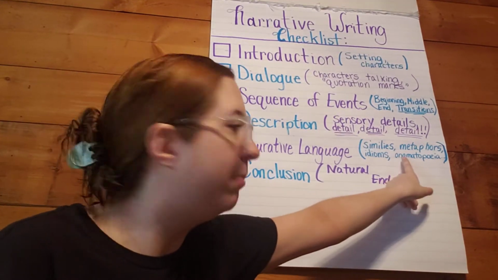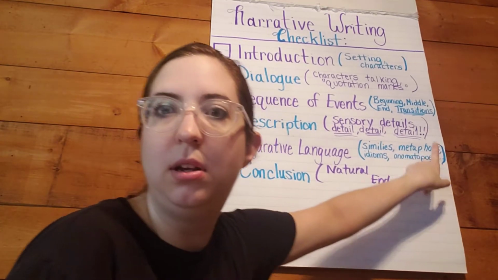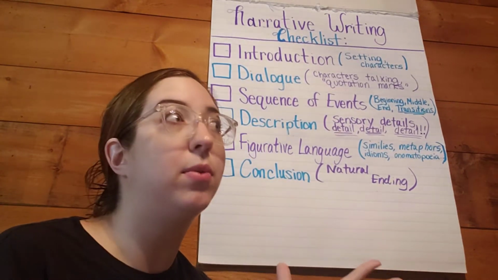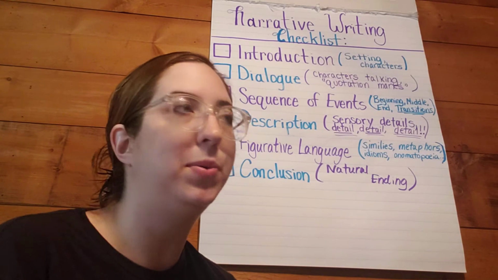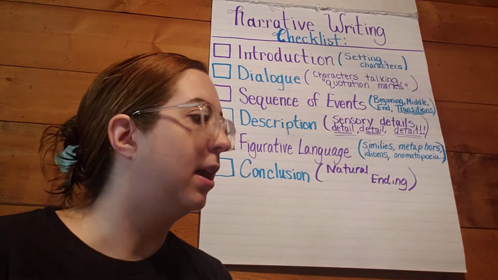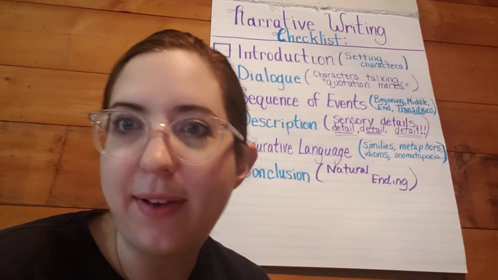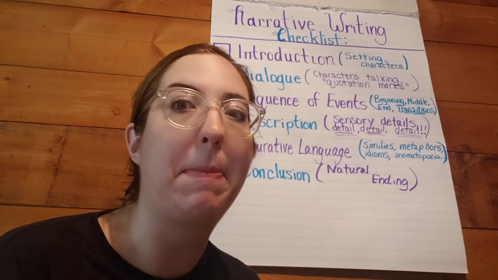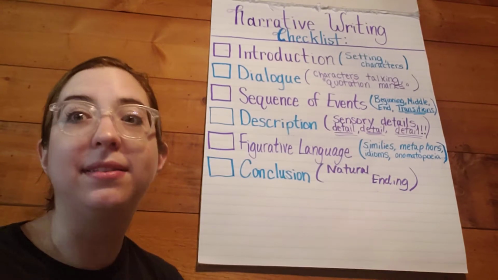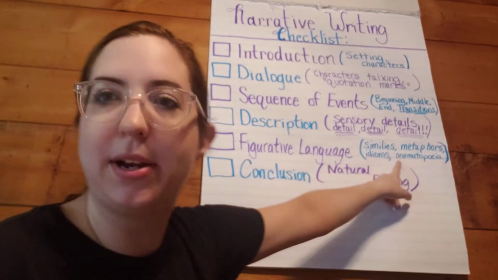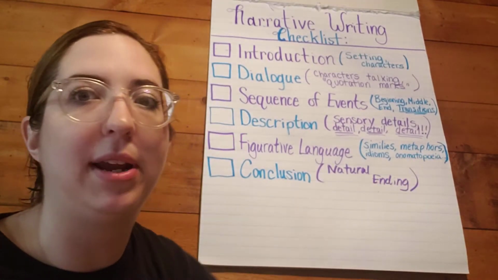Or maybe onomatopoeia. Onomatopoeia is when you include a sound in your writing. So maybe you have a bell that rings in your story, so you write ring. Or maybe you have a bee that's buzzing by, so you write the sound buzz. Okay, so that's another example of figurative language, onomatopoeia, including a sound in your writing.